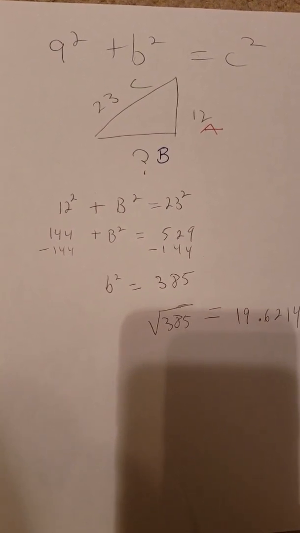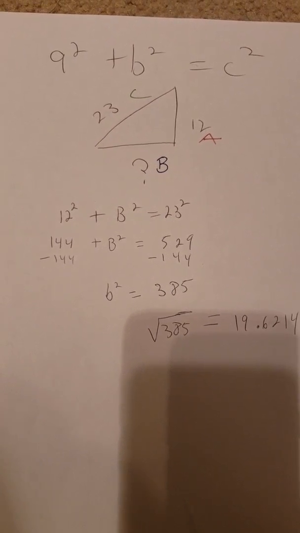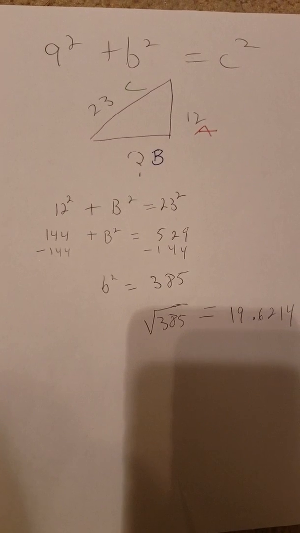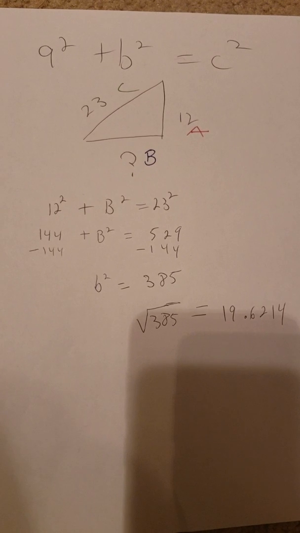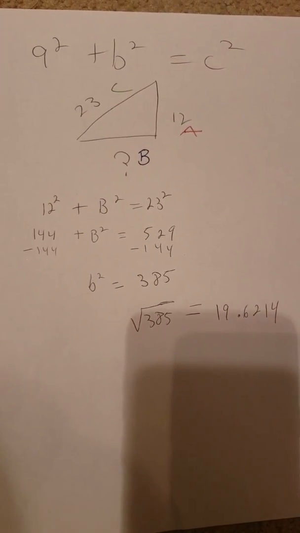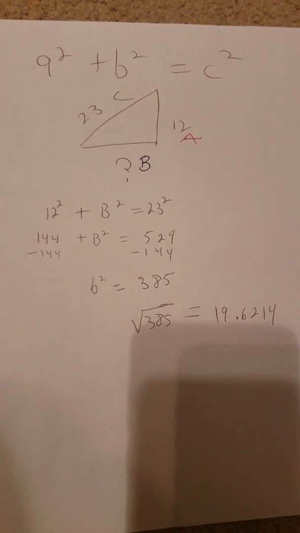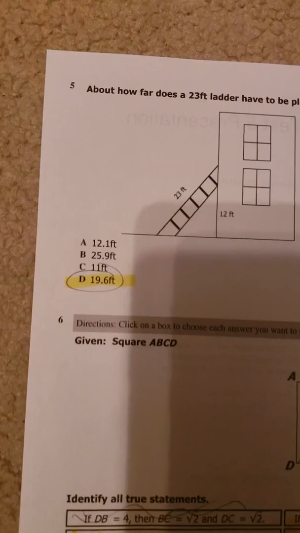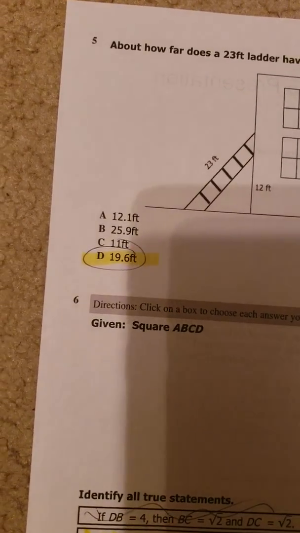So we're going to go ahead and use our 12 squared, which is 144, plus b squared equals 23 squared, which is going to be 529. So now we have to subtract 144 from both sides. That is going to give us b squared equals 385. Now I have to take the square root, which is going to be the square root of 385, which is equal to 19.6214. And that is why D is our answer.